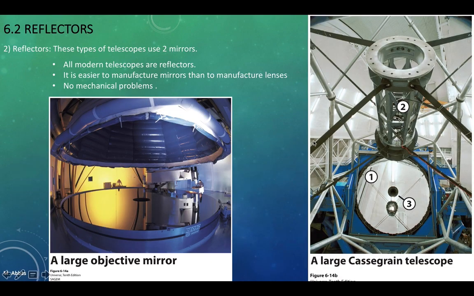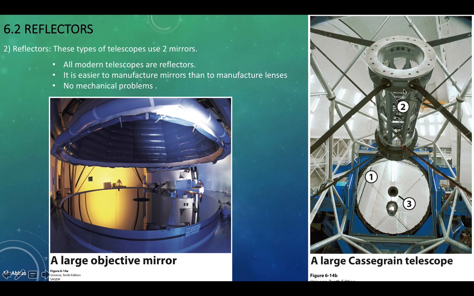This is an example of one of the large telescopes we have today on Earth. What you see here as one is the second mirror. What you see here in two is the first mirror. So the light will come from the stars. It will hit the first mirror. The first mirror will reflect the light back into the second mirror. The second mirror will reflect the light back into this hole right there, and this is where you put your eyepiece, a magnifier which magnifies the image of the star you are looking at.